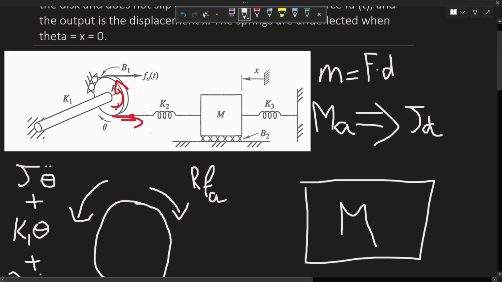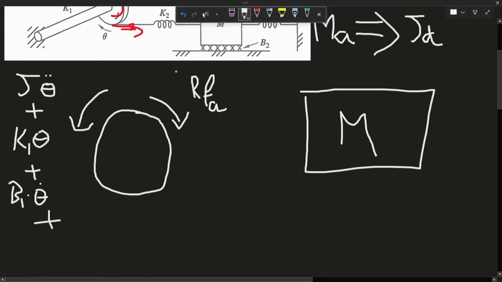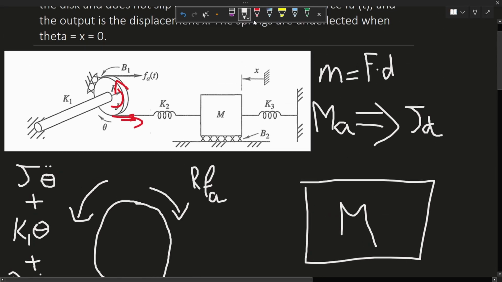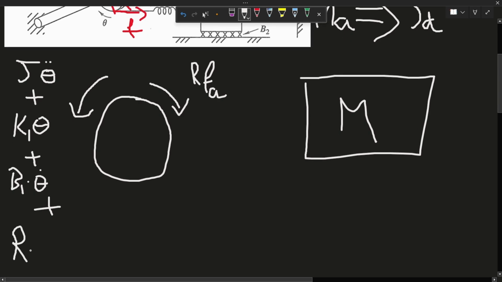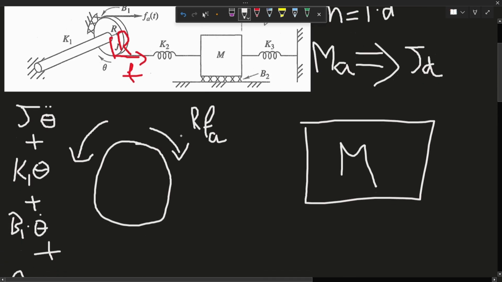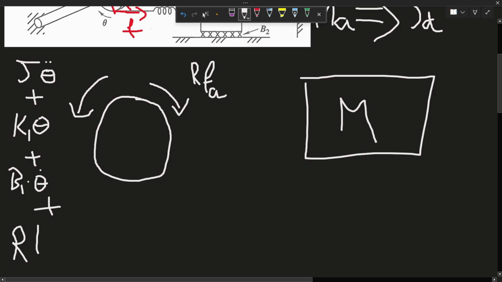Now, you can't just write K2 and theta, okay? It's not that simple over here. This is a translational force. It's pulling this way, just like F_a. So it's going to be equal to the force over here times the perpendicular distance, r. So it's equal to r, and all that's left is the spring force, which is equal to K2.